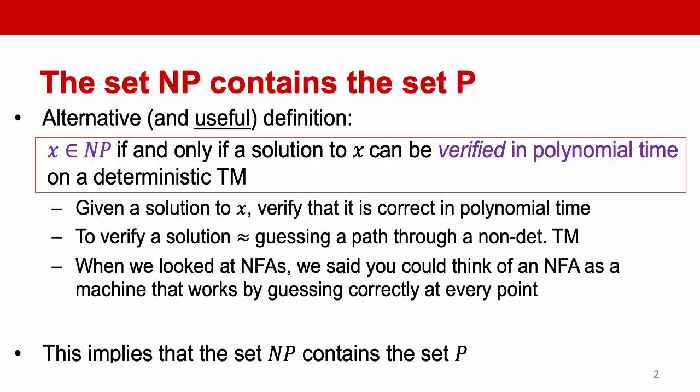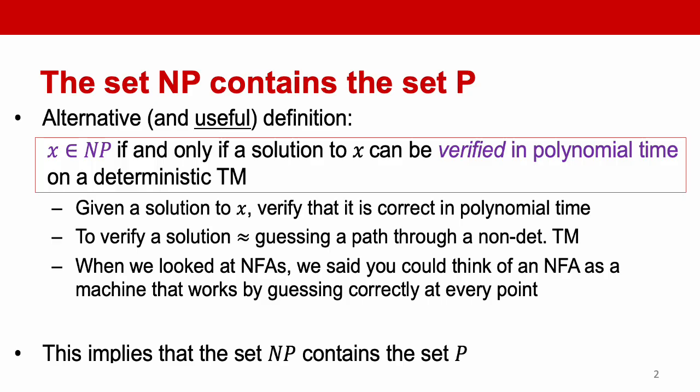So we have mentioned this, that X is in NP if and only if a solution to X can be verified in polynomial time on a deterministic Turing machine. So given a solution to X, we should be able to verify that it is correct in polynomial time. This is sort of equivalent to guessing a path through a non-deterministic Turing machine. This should remind you a little bit of what we did with NFAs, because if you think about an NFA, you can take all the branches and look at whether one of those paths accepts.